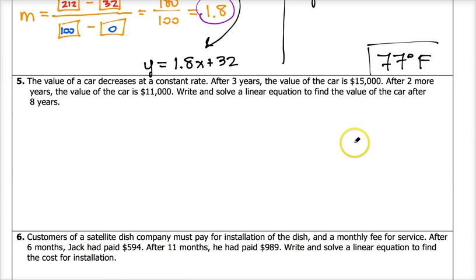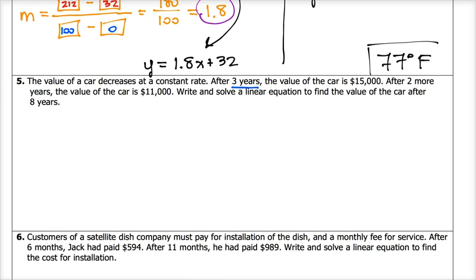Okay, number 5, we have another car problem, like in the last video. It says the value of the car decreases at a constant rate. After 3 years, the value of the car is $15,000. After 2 more years, the value of the car is $11,000. So again, we're given 2 points here.